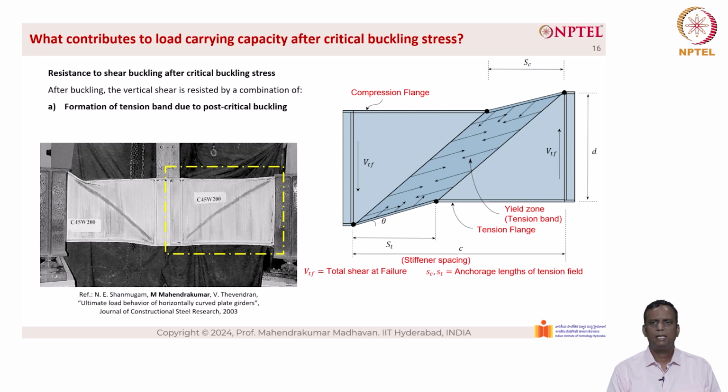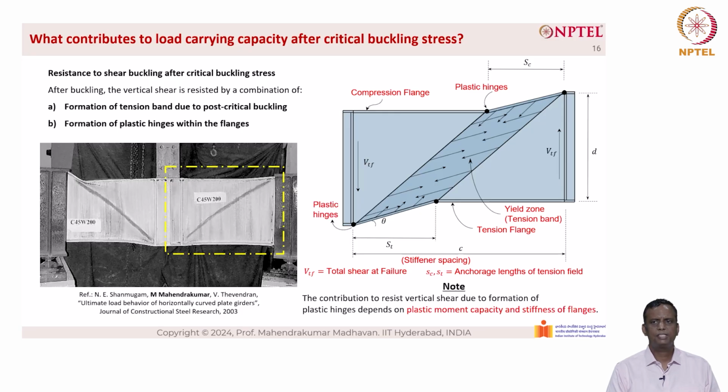So S sub C and S sub T are the anchorage lengths of the tension field. And the next one, basically, the contribution is the formation of plastic hinges within the flanges. The contribution to resist vertical shear due to formation of plastic hinges depends upon the plastic moment capacity and the stiffness of the flanges. The plastic moment capacity is directly related to the thickness of the flange. Thicker the flange, more is the possibility to develop plastic hinges and more is the contribution from B, which is the formation of plastic hinges within the flanges and the stiffness of the flange.